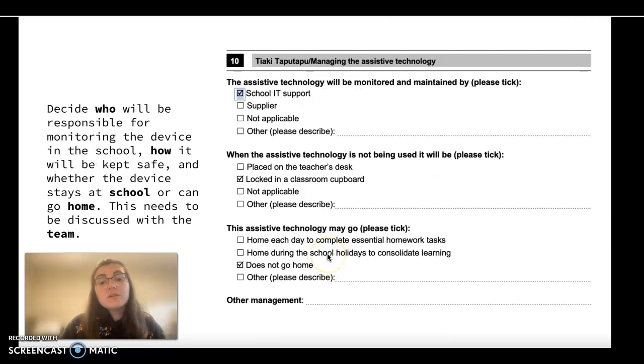So it could go home during school holidays if they've got lots of work and projects. It could go home, it may need to go home all the time, each day, to complete essential homework. Again, you need to decide if your child is capable of that, or it can just stay at school forever, all the time, and it doesn't go home. At least then you know they're never going to forget it, and they've got it at school. Remember, once they get this device, they have it until they're 18.